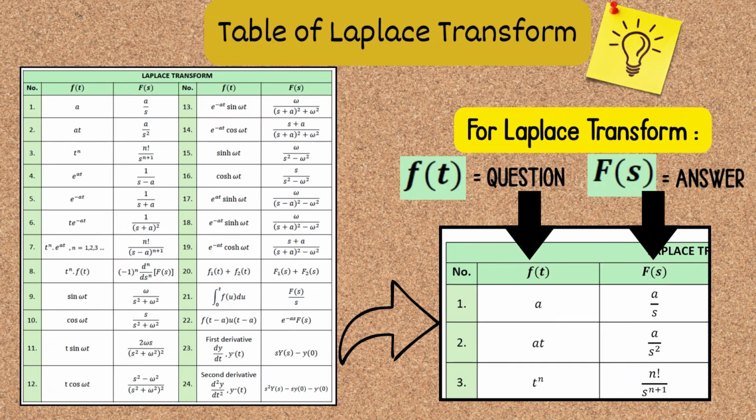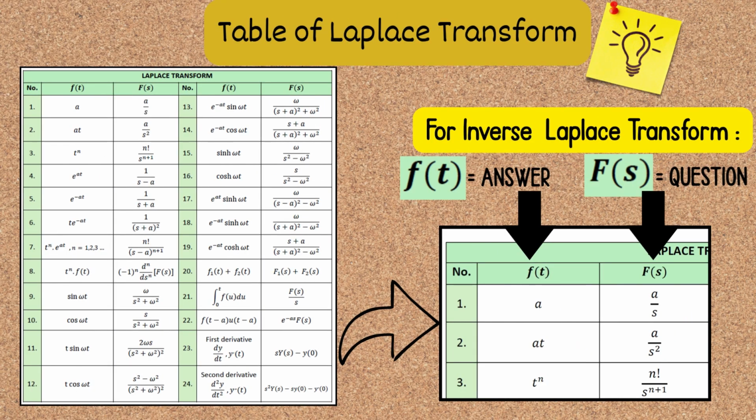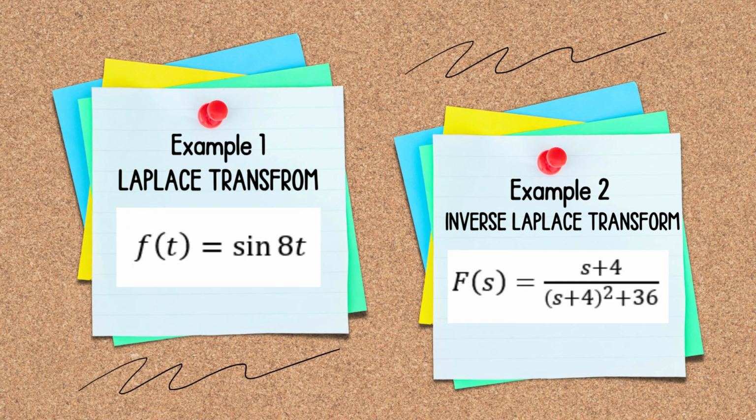For Laplace transform, from the table f(t) is the question, while F(s) is the answer. For inverse Laplace transform, F(s) is the question, while f(t) is the answer. You are given two examples. Example 1 is the Laplace transform and example 2 is the inverse Laplace transform.